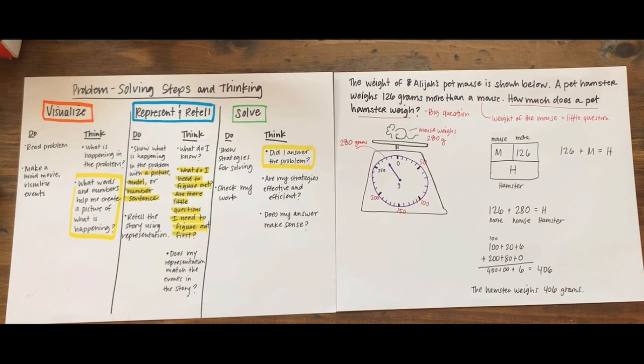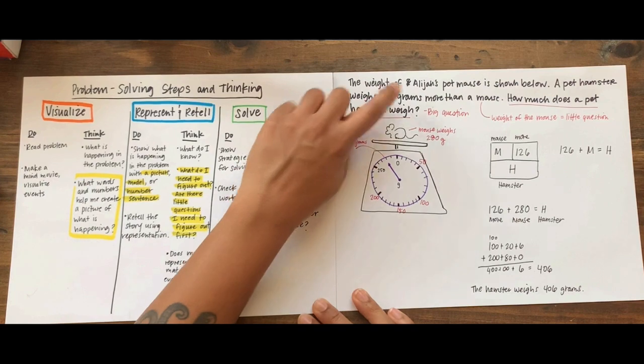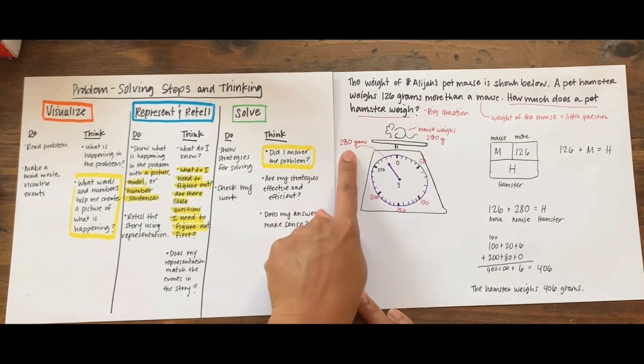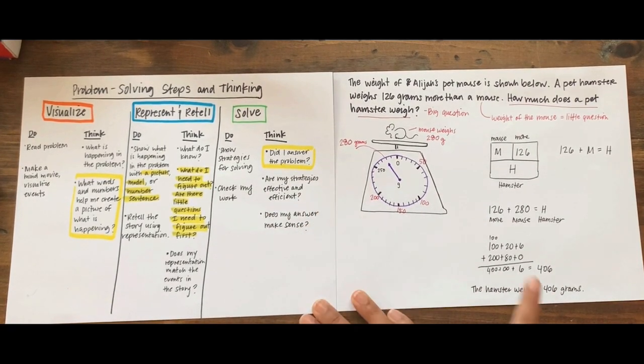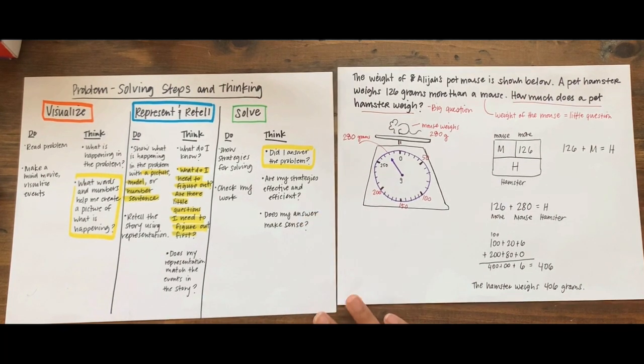That's right. 406 grams makes sense because, as we said before, the problem tells us that the hamster weighs 126 grams more than the mouse, so we know that the weight of the hamster has to be more than the weight of our mouse. 406 is greater than 280, so our answer makes sense.